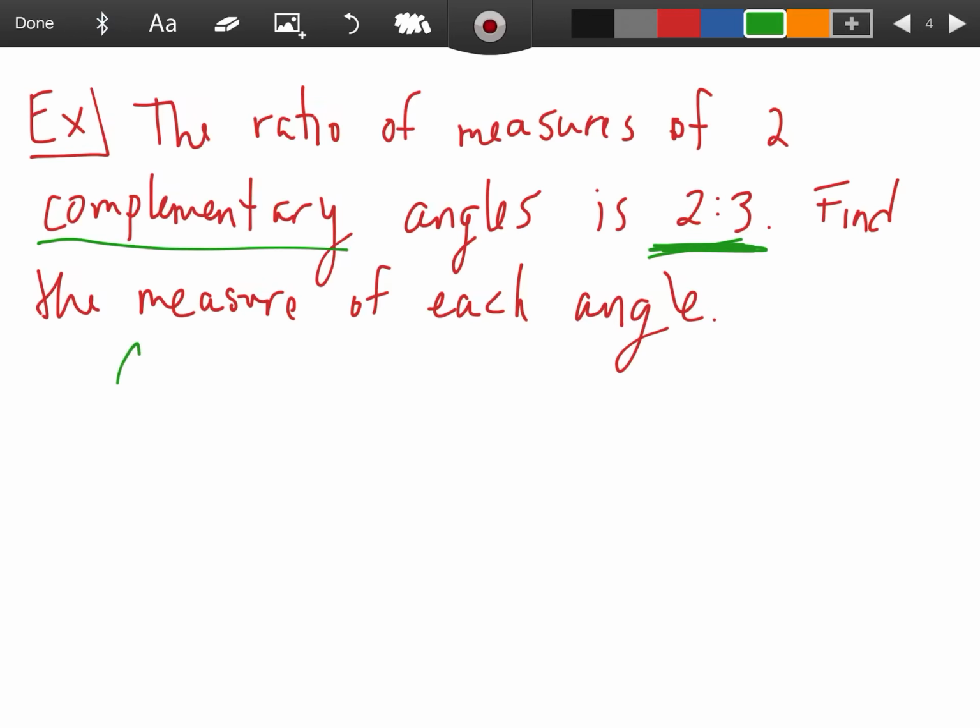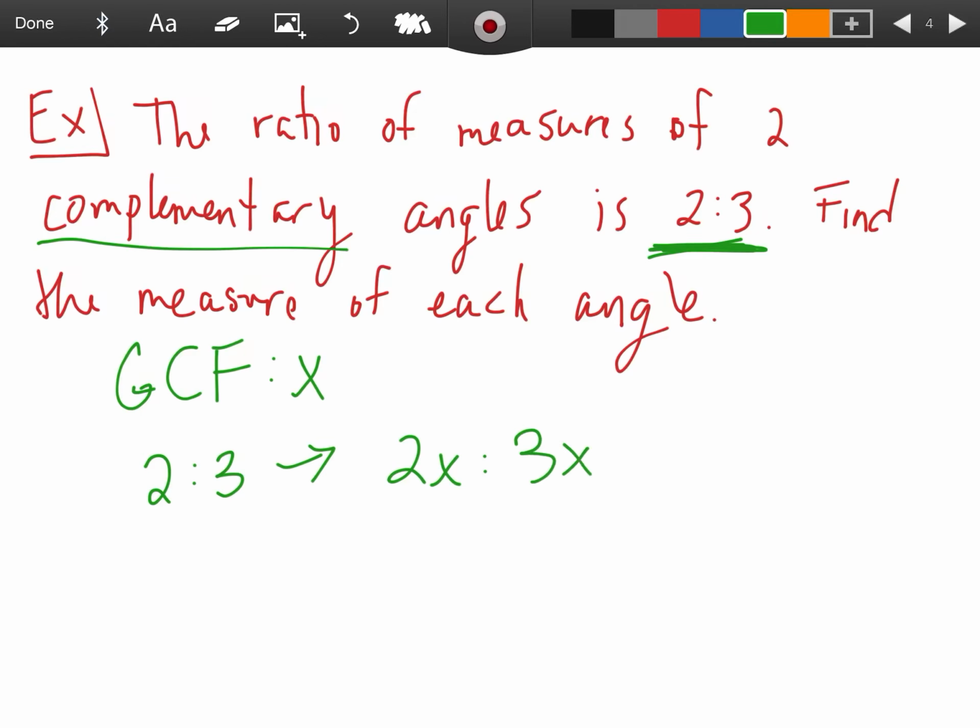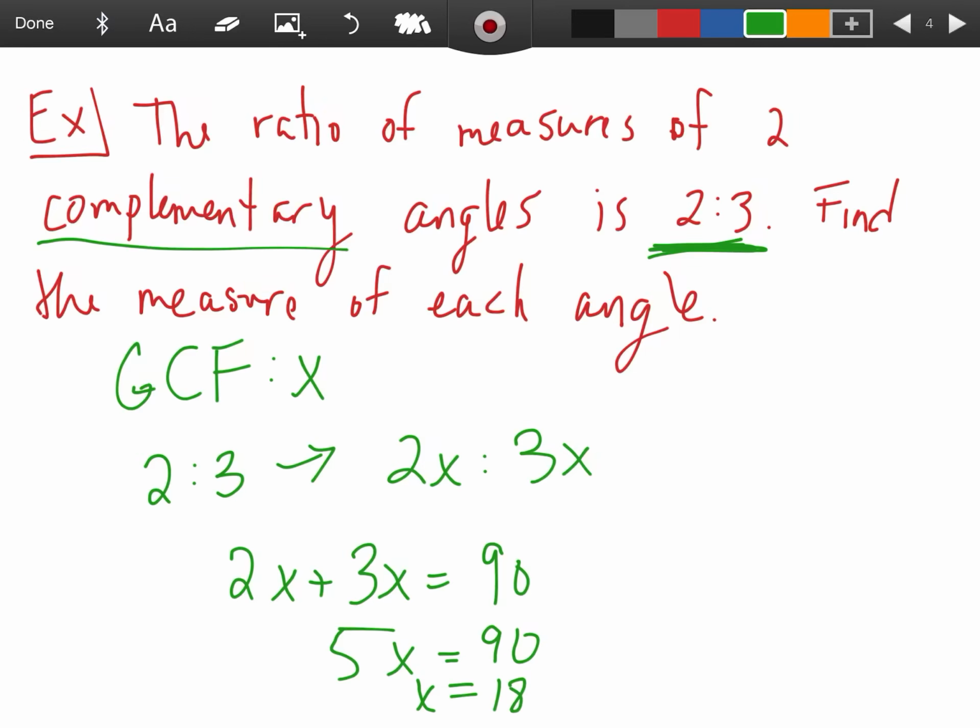Well, let's say that the greatest common factor was x. So that ratio of 2 to 3, I could say, is just the simplified version of 2x to 3x. Well, when I add 2x and 3x together, it should give me 90 because, again, these are complementary angles. So 2x plus 3x should be equal to 90. That's 5x equal to 90, telling me that x, which was my greatest common factor, should be equal to 90 divided by 5, which is 18.